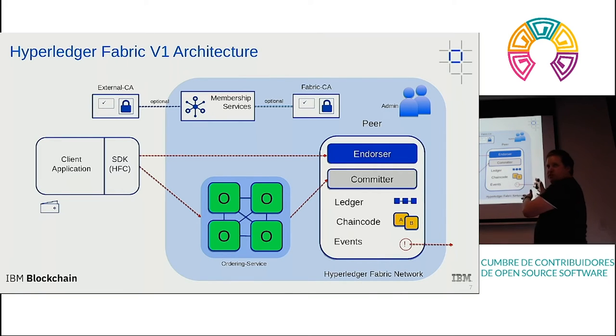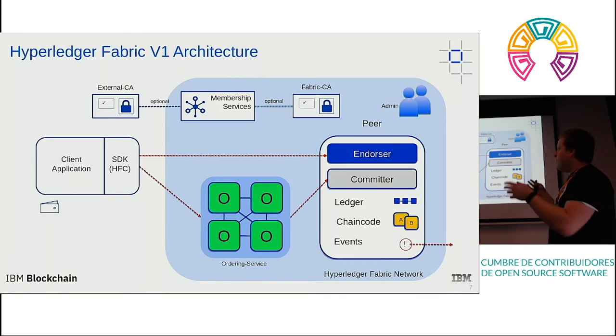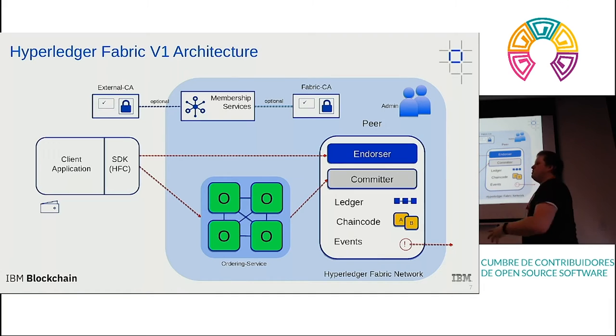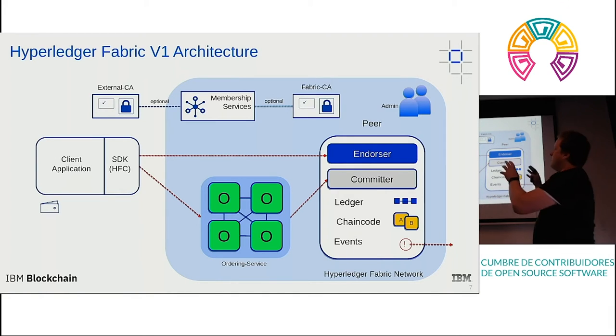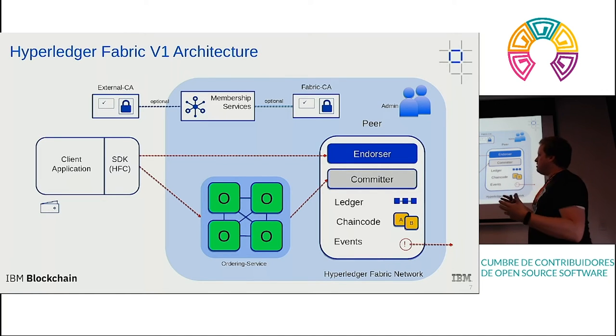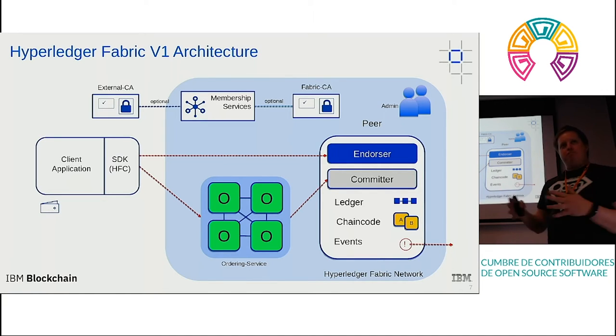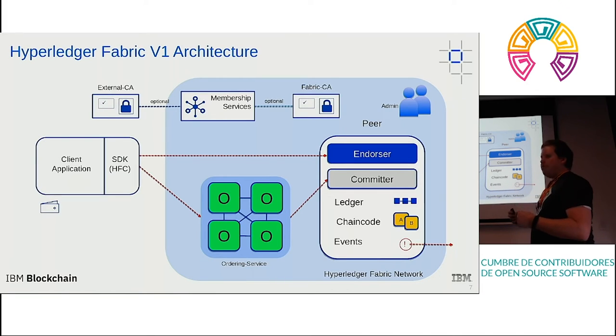And so what makes up a network? A network is made up of peers, which are the computers, the nodes that do the actual work. And it's made up of the ordering service, which exists to establish consensus in the network. The ordering service should be seen as a service because it is replicable and distributable, such that you can scale to support more transactions.